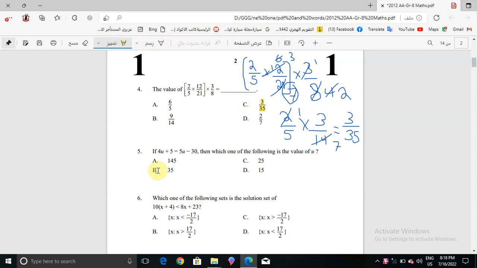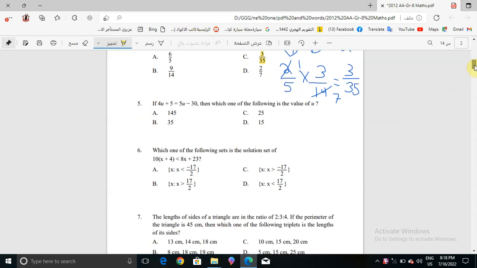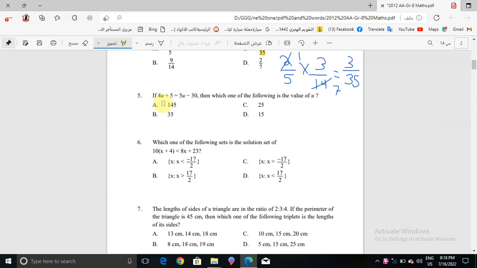Okay, now in question number 5, if 4u plus 5 is equal to 5u minus 30, then which of the following is the value of u? Okay, now let's start. First of all, we'll write 4u plus 5 is equal to 5u minus 30, right? 4u plus 5 is equal to 5u minus 30.